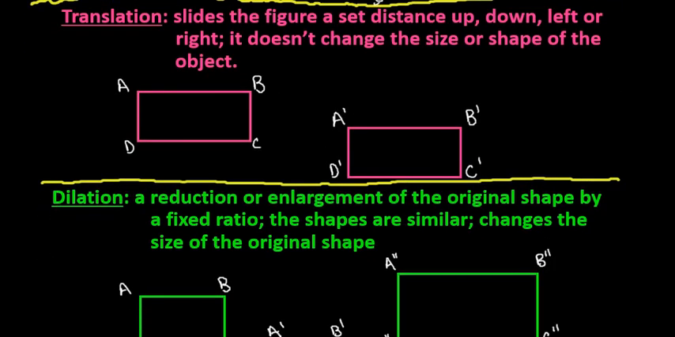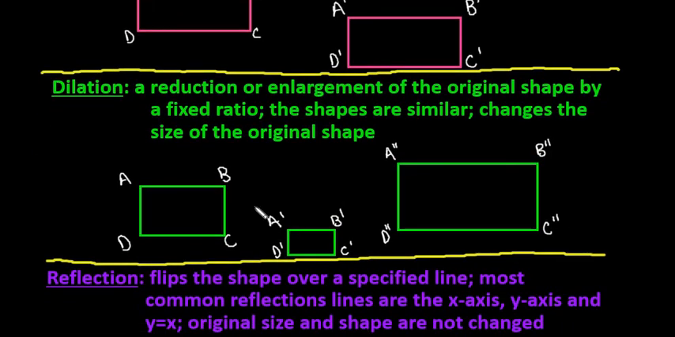The next one is not a rigid transformation. This is one where you actually are changing the original shape. So it's called a dilation. A dilation is just a reduction or an enlargement of the original shape by a fixed ratio. So the shapes are going to be similar to each other. They are not going to be congruent because you are actually changing the size.